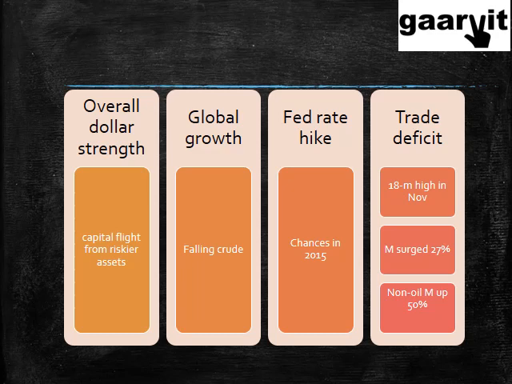Secondly, the global growth rate has also not been very high. So the USP of the other emerging economies was that the difference in growth rate between the emerging economies and the US was very high.